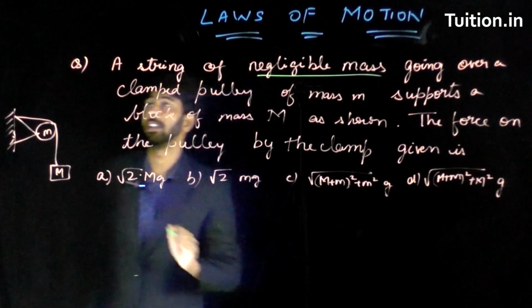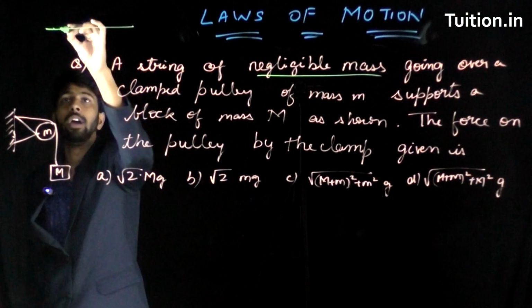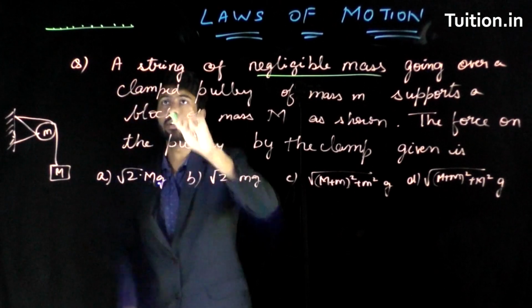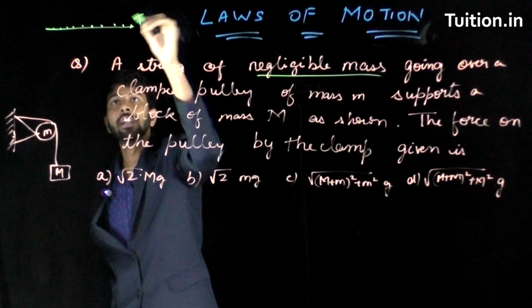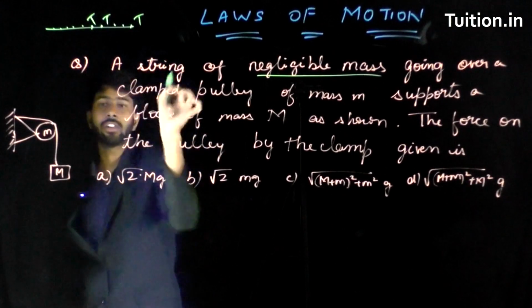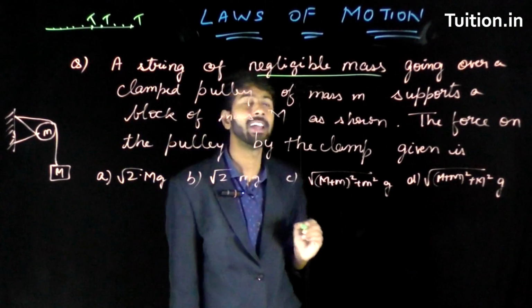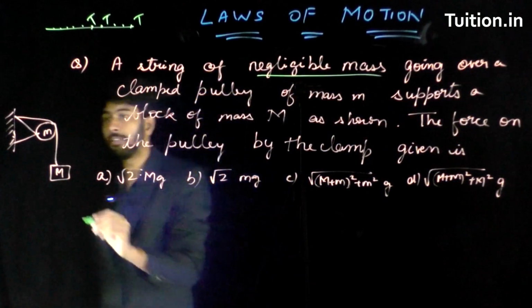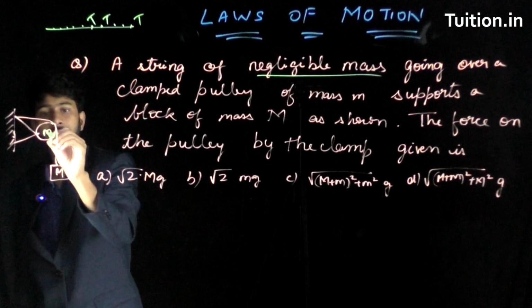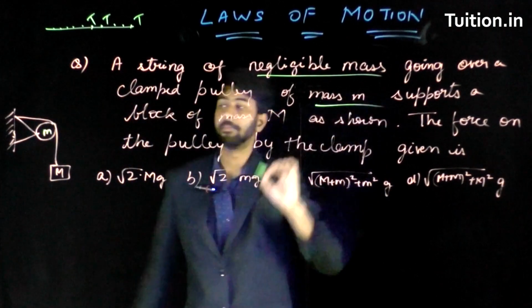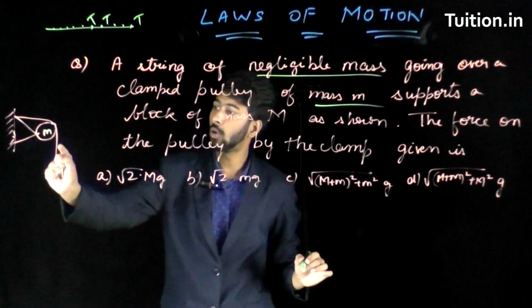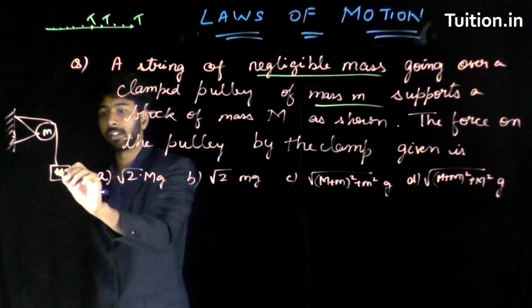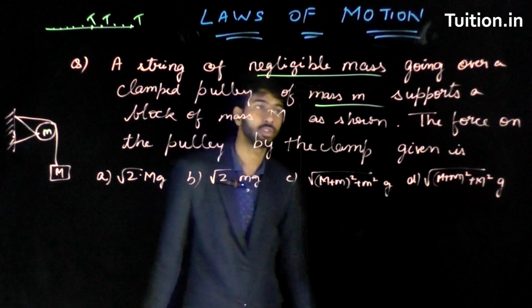What do I mean by an ideal string? An ideal string is a string where at every point the tension will be the same. So if the tension at this point is T, the tension at any point on the string will be T. This is going over a clamped pulley of mass m. This ideal string goes over this pulley, which is clamped, and it supports a mass of capital M, as shown.